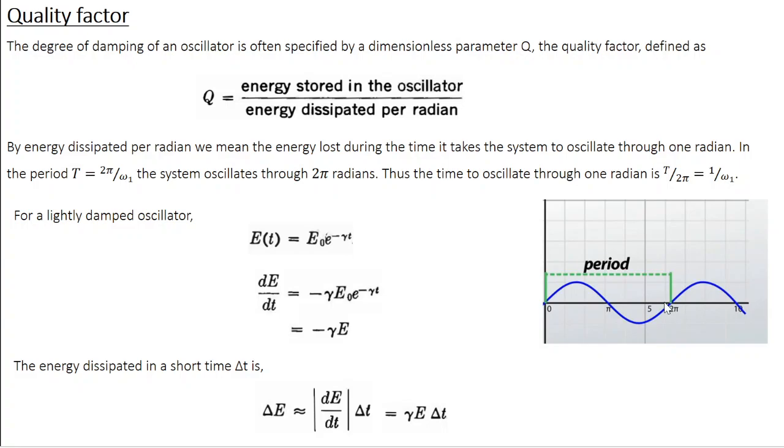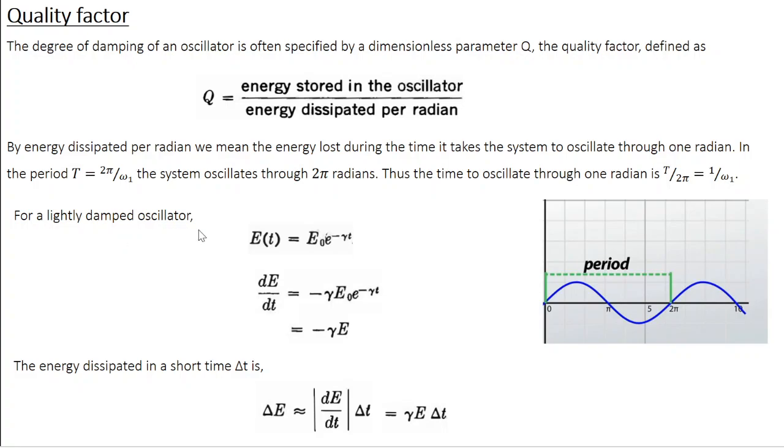And in terms of frequency omega 1, I can write time period capital T as 2 pi by omega 1. So capital T corresponds to 2 pi radian. So 1 radian corresponds to T by 2 pi, or 1 over omega 1. So 1 over omega 1 is the time required for the system to oscillate through 1 radian.